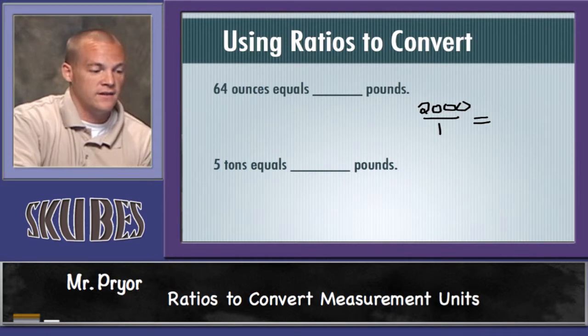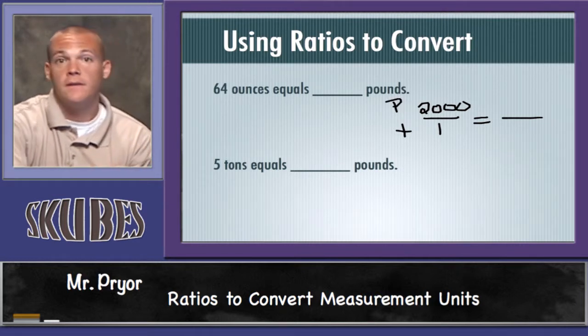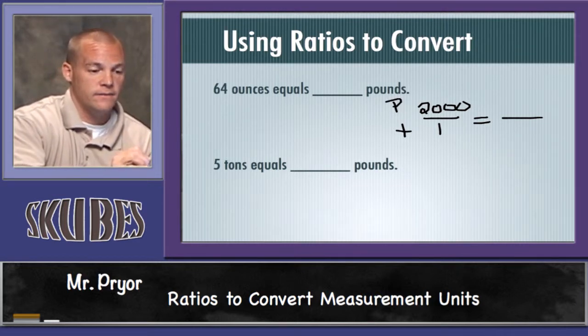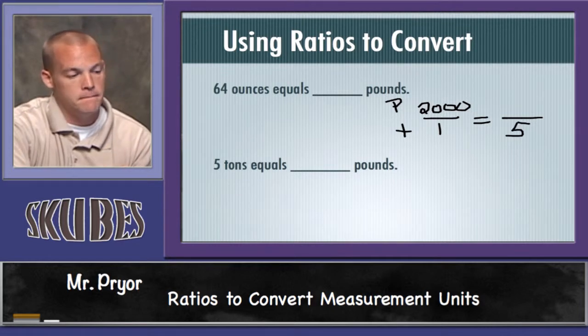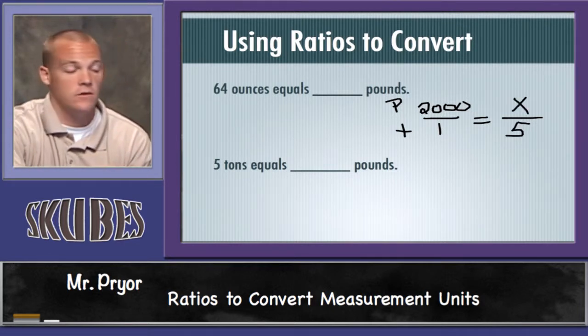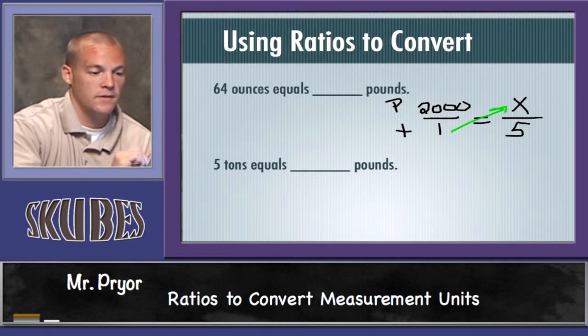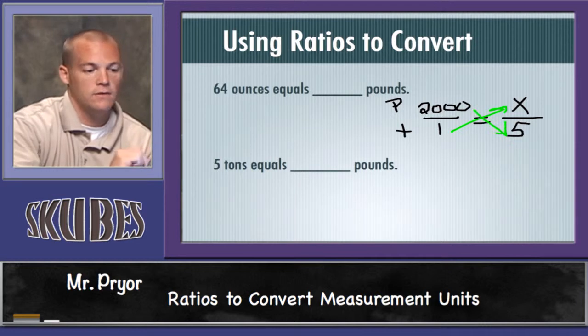We know we have 5 tons. However, tons in this case are actually on the bottom. These are your pounds on top. Your tons are on the bottom. So we're going to put 5 at the bottom. We don't know how many pounds. That's your X, or your unknown. So once again, we are cross multiplying. 1 times X and 5 times 2,000.